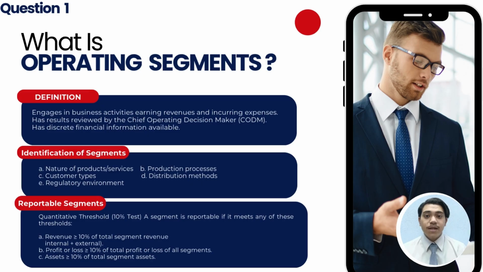After identifying operating segments, the next step is determining which segments are reportable. A segment becomes reportable if it meets any of the 10% thresholds. These thresholds are: the first one, revenue. If the segment's revenue is 10% or more of total segment revenue. The second one is profit or loss. If its profit or loss is 10% or more of the total profits or total losses. The third one is assets. If segment assets are 10% or more of total assets.